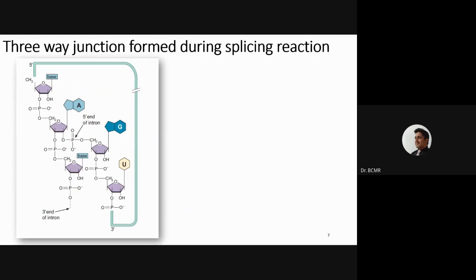We also discussed a 3-way junction. This is the RNA, and here is where the junction has happened. This is 3' OH of adenine, and here we have the 5' OH, right? Sorry, this is not 3', this is 2'. Okay, that's where we were wrong. 2' to 5' linkage in this location.